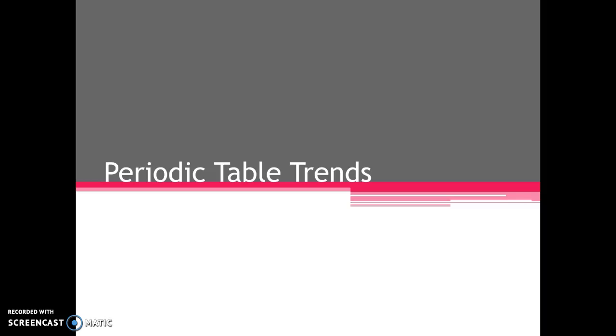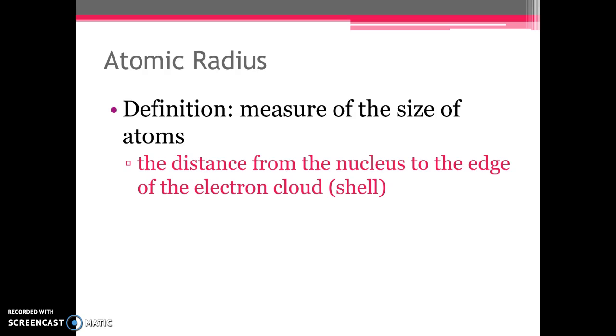There are other patterns and trends that occur on the periodic table that affect how the chemicals or elements interact with each other. The first one's atomic radius. This is the size of the atom. It's measured from the distance between the nucleus in the center to the electron cloud on the outside.